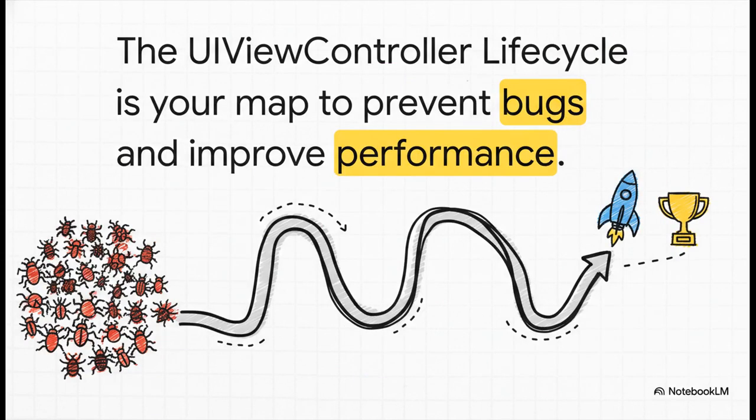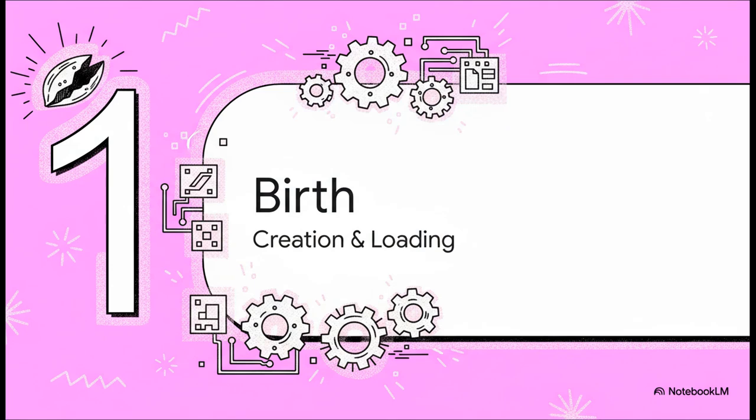Think of it as your map, your secret weapon. It's the tool that helps you turn that buggy, unpredictable behavior into a smooth, reliable app, just by helping you put your code in the perfect spot every single time. So let's start at the beginning. Our story kicks off, like all good stories do, with a birth.